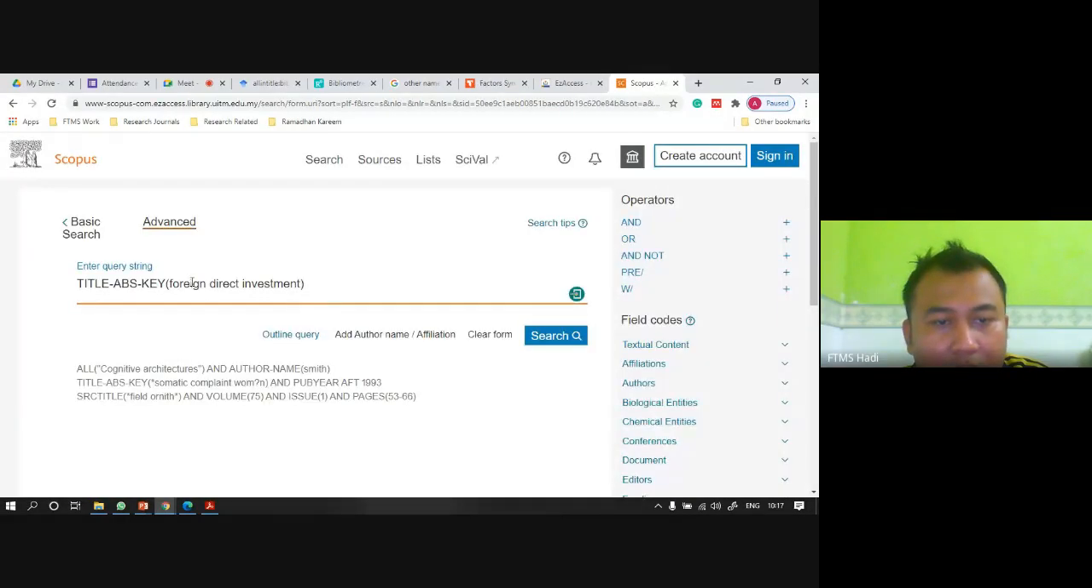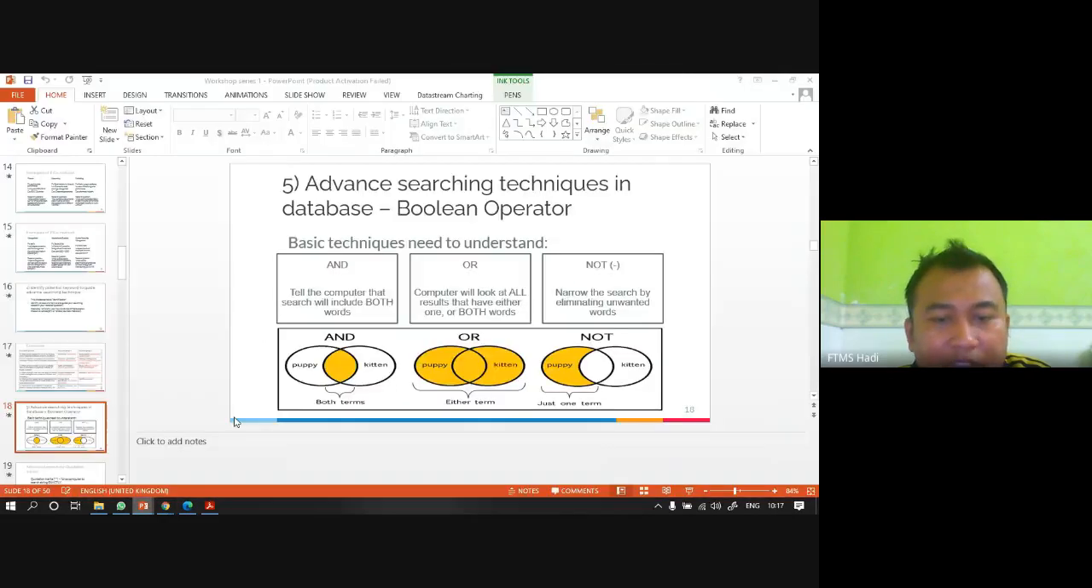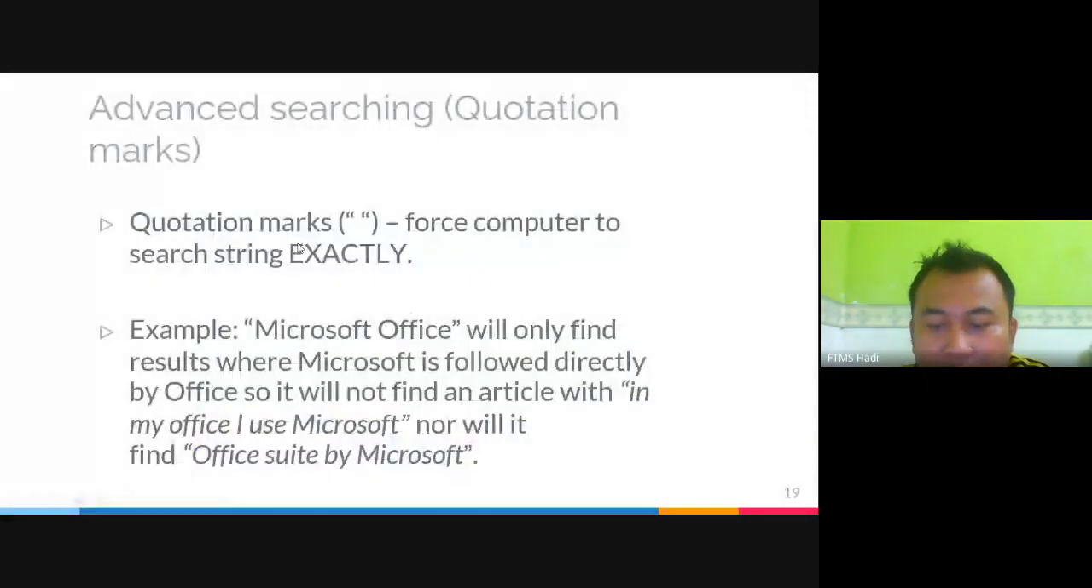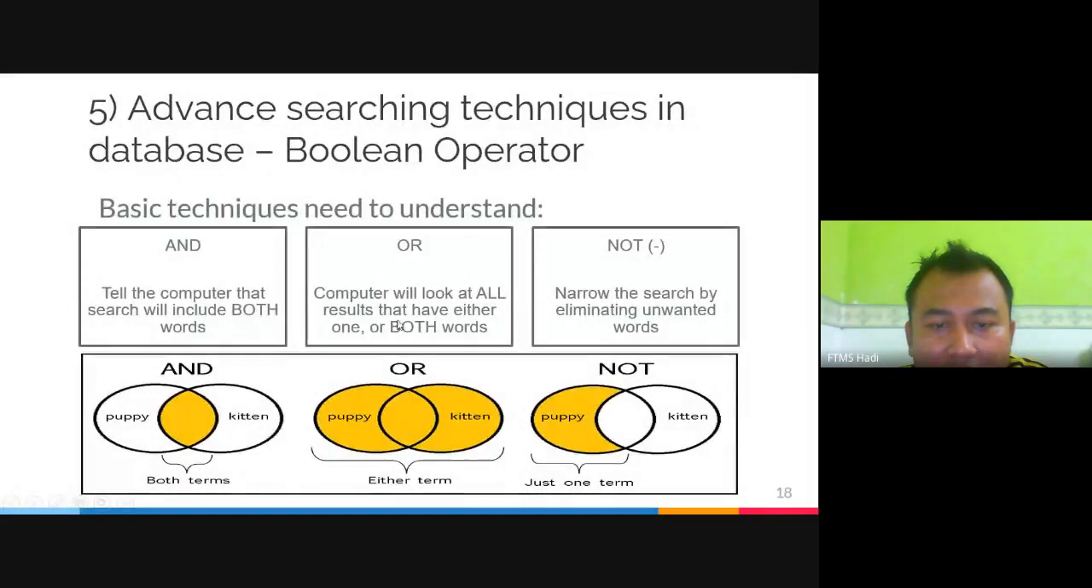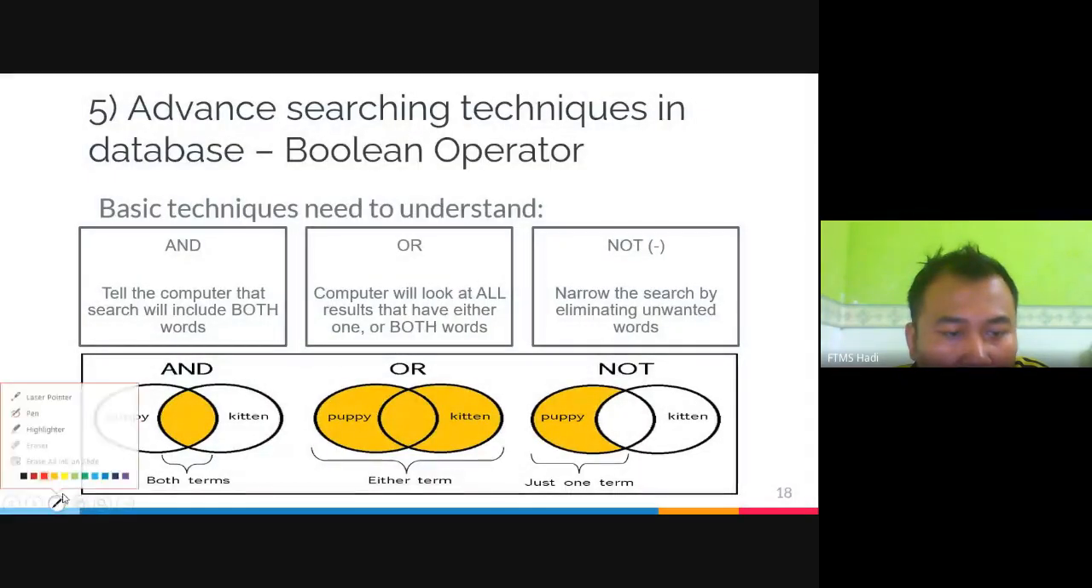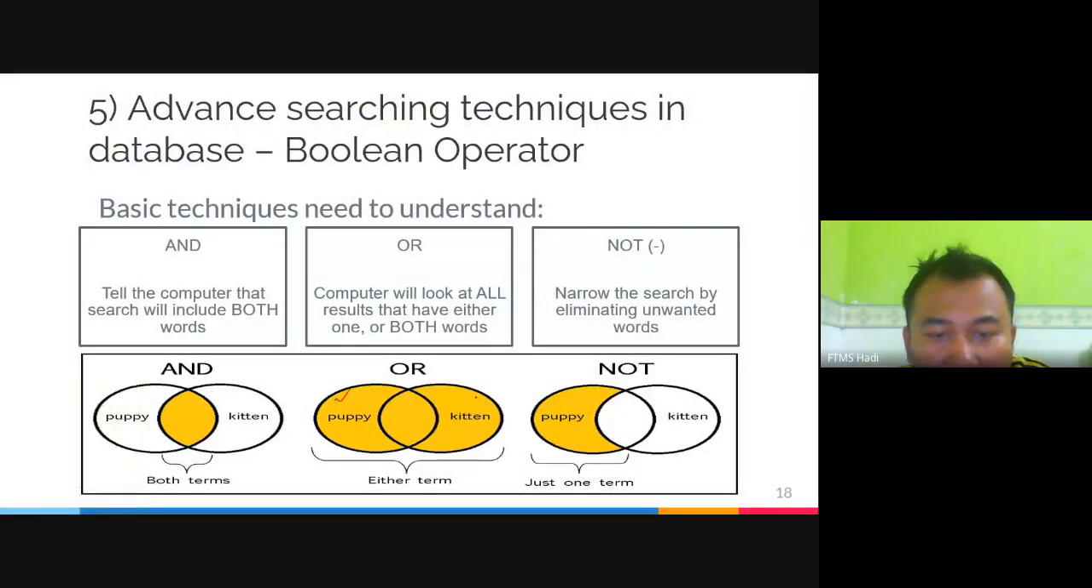Let's have a look at the next one, OR. OR means that you ask the computer to look at all results that have either one or both words. That means if you use OR, the result comes up with either puppy, or only the word kitten, and then both. So they show everything. Let's have a look at this one.